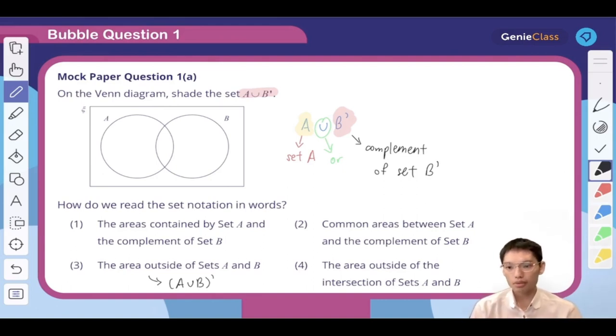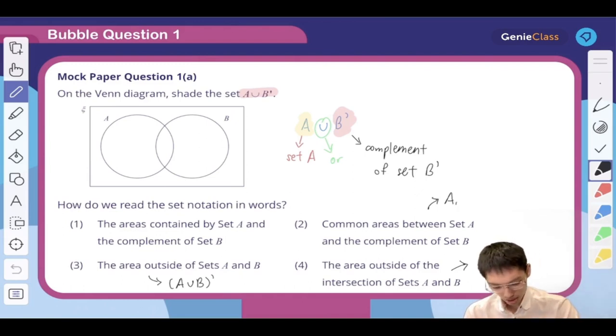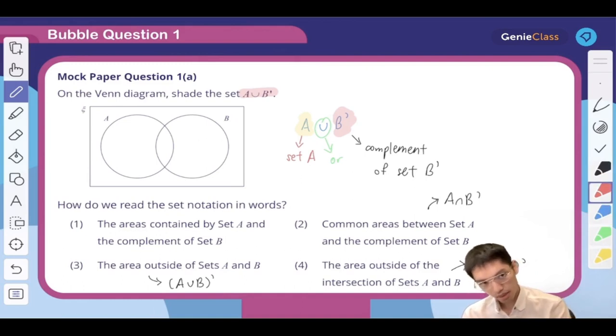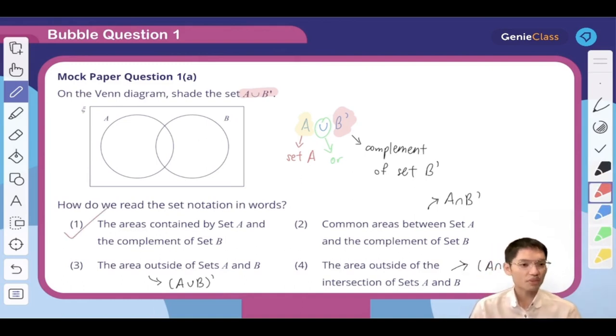Okay, A union B, and this is the area outside of the intersection, which is this notion over here. If I'm looking at the common areas, that means intersecting between the two. So it is A intersect B prime, and therefore the answer is number one. For those who have attempted, all of you got it right. That's good to take note. But for those who did not answer, I hope you understand how this is gone through.